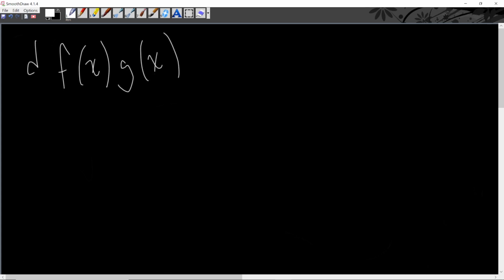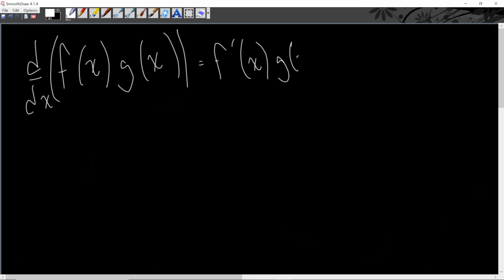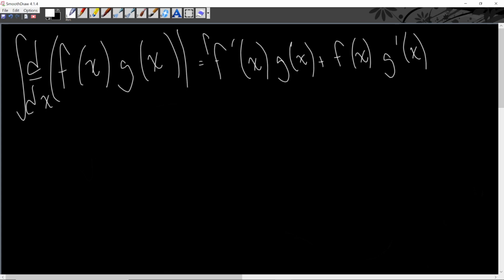functions. So when we do d/dx of this, we will get f prime times g plus f times g prime. This is product rule. We proved this a while ago, but now we have to integrate both sides, right? So let's integrate both sides with respect to x.